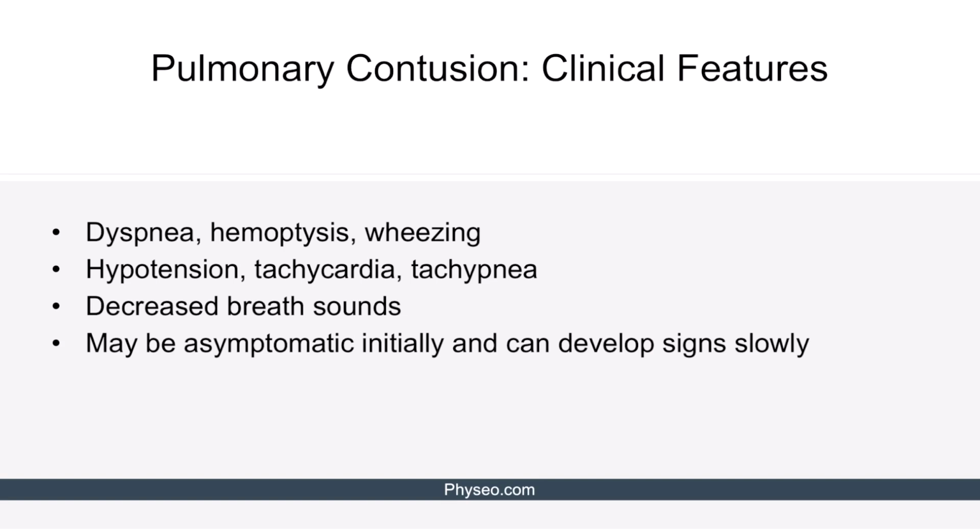Classically, patients with pulmonary contusion report dyspnea, painful breathing, hemoptysis, and wheezing. Physical exam often reveals hypotension, tachycardia, tachypnea, and decreased breath sounds over the affected area due to possible atelectasis, or collapse from blood accumulation, inflammation, and tissue edema.